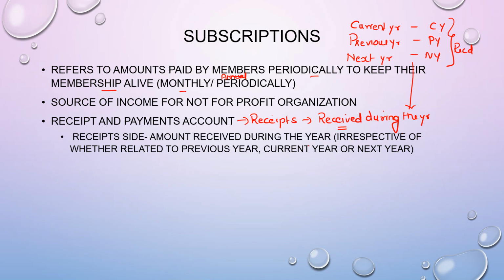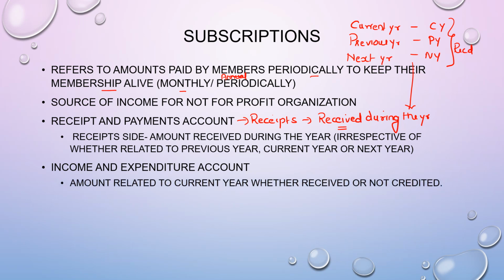The second important point that we need to know is the income and expenditure account. The first thing that is prepared is a receipt and payment account, and using the receipt and payment account details and additional information, we prepare the income and expenditure account. In the income and expenditure account, whatever amount is related to the current year would be shown as income of the year, subscription income of the year. And that income is not on receipt basis, whether the amount has been received or not. Whatever is the income of that current year would be credited to the income and expenditure account.